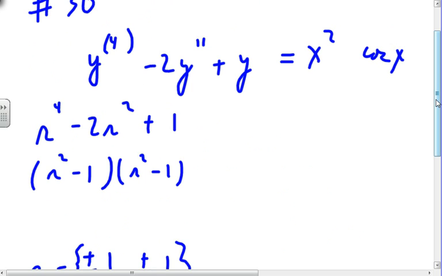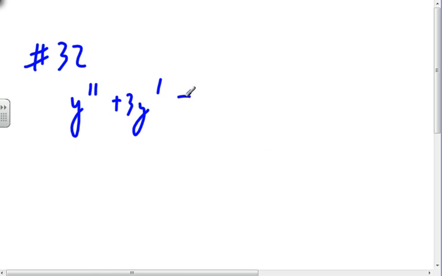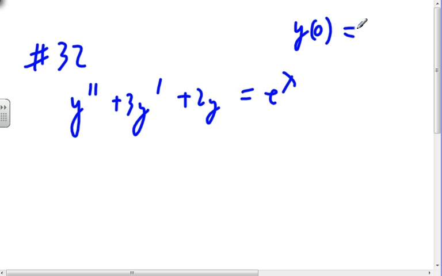Solve the problem. So we finally get to a problem where we get to solve something. Number 32. y double prime plus 3y prime plus 2y equals e to the x. y at 0 is 1, y prime at 0 is 0.